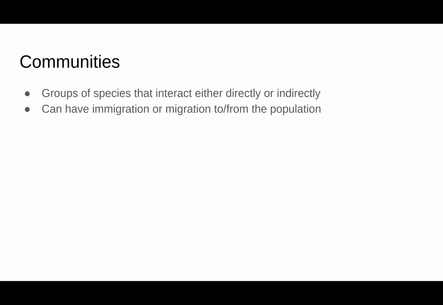So that's ecosystems. Let's get a little bit smaller. Let's think about communities, which again are just groups of species living together. And these species can interact either directly or indirectly. And as with any population or any group or any area, you can have immigration and migration, so coming to and from the population. So communities are not static through time.